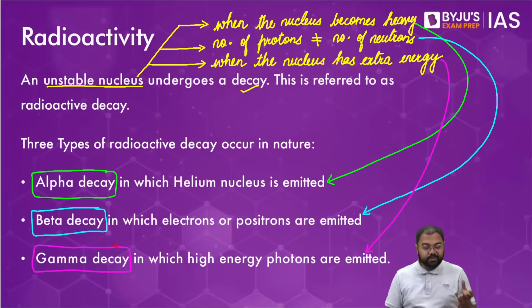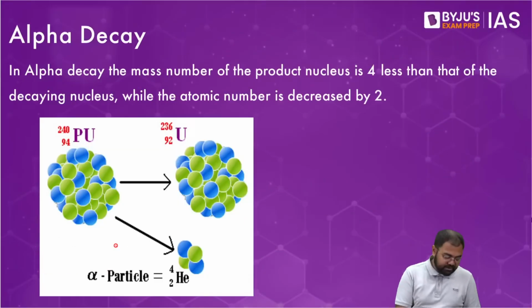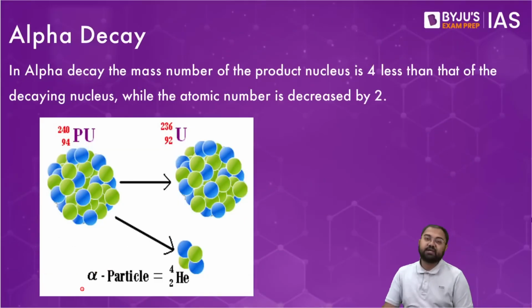Alpha decay happens when the nucleus becomes very heavy. Now understand the basics of what's happening here one by one. First is alpha decay. In case of alpha decay, what we are saying is that when the nucleus becomes very heavy, this is where alpha decay can happen.